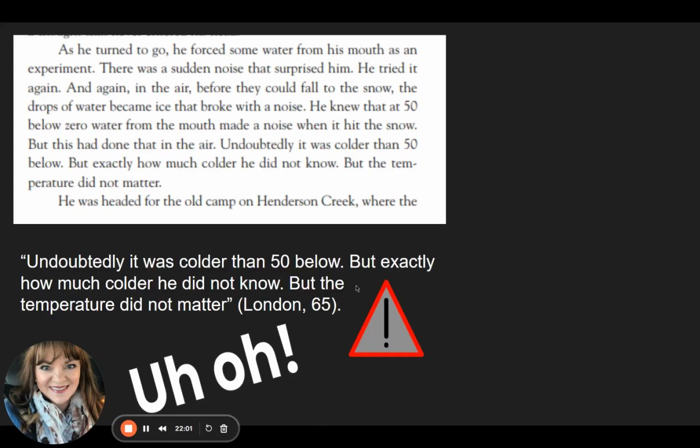All right, so I think we're going to stop there. The last line that I read was, but he was headed for the old camp on Henderson Creek. And I don't know if I actually did read that last line. But we're going to end there, and that's where we'll start up next time we meet.